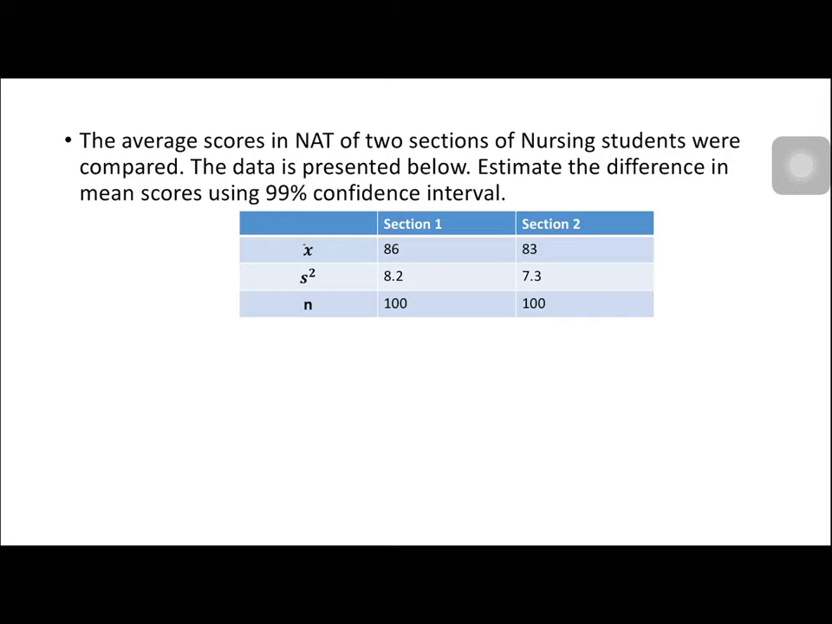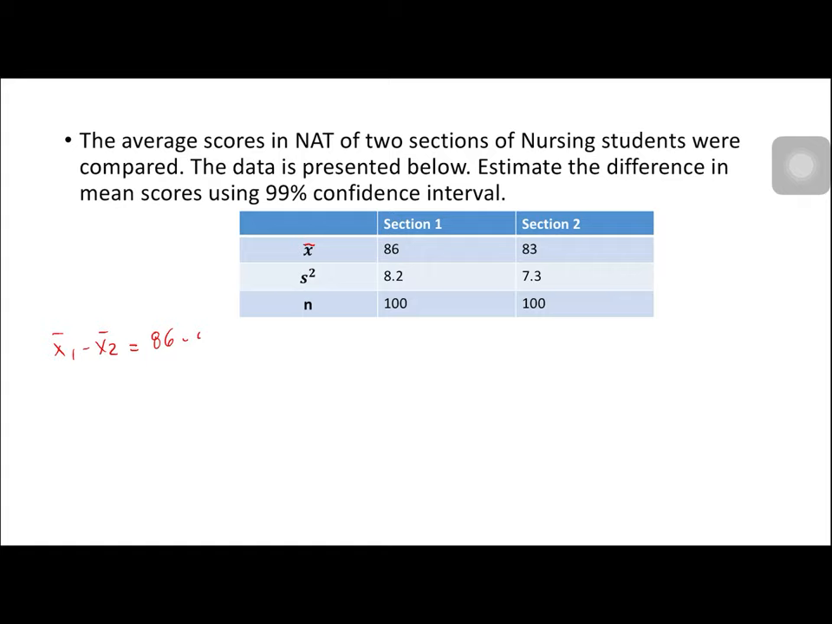Okay, so for our example, the average scores in NAT of two sections of nursing students were compared. The data is presented below. Estimate the difference in mean scores using 99% confidence interval. Okay, so you are given the mean, the variance, and the n for the two sections. Okay, so first let us get the difference between the mean of section 1 and section 2. We have there x bar 1 minus x bar 2, that is equal to 86 minus 83, we have 3.